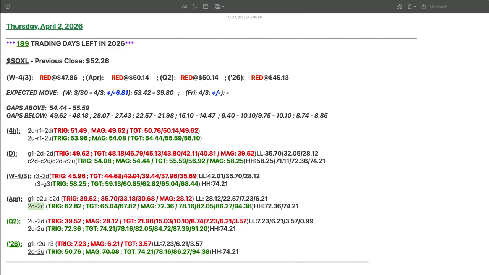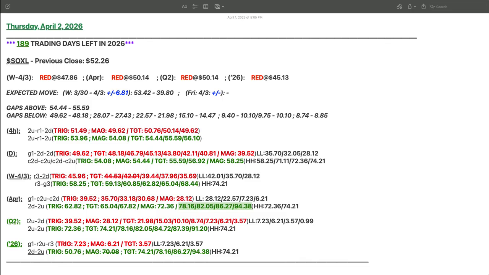And then should we go to the upside on the month, that would trigger this 2 down, 2 up at 62.82. And the magnitude for that move would be 72.36, right? We've got intermediate targets on the way up to that magnitude, as well as extended targets should we reach the magnitude and continue to push, right? Just keep in mind that 74.21 level is all-time high.